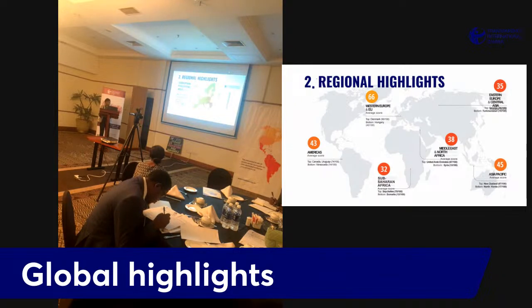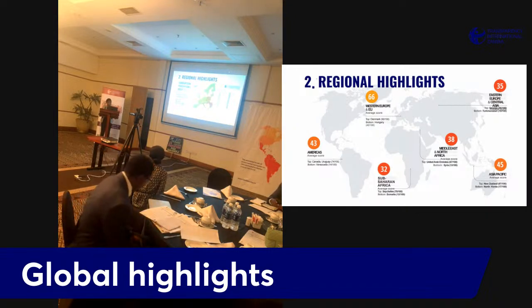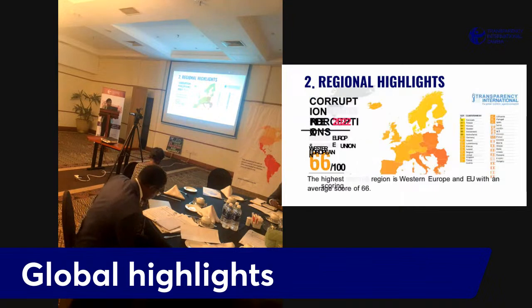Looking at the top performing region, Western Europe and the EU, with an average regional score of 66, we can see that Denmark, like I said, and as the presentation has shown, is topping the chart at 90, followed by Finland, Norway, Sweden, Switzerland, and Netherlands. At the bottom of this region, we see Hungary, Bulgaria, Romania, and Croatia.